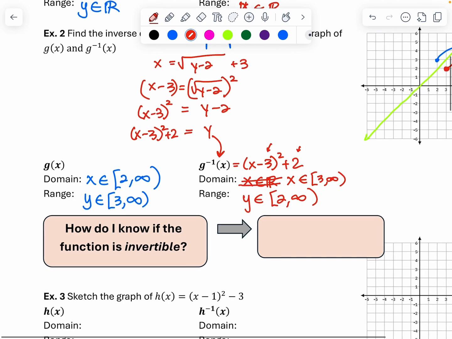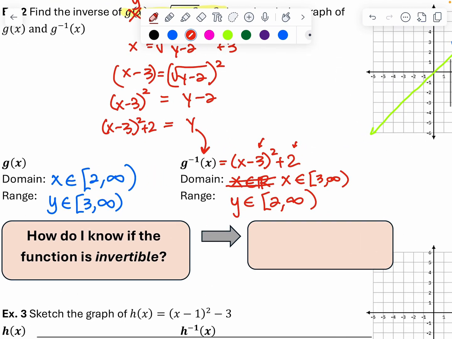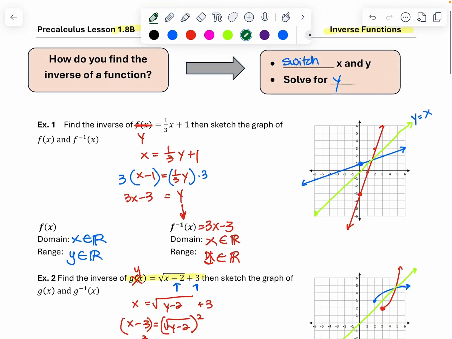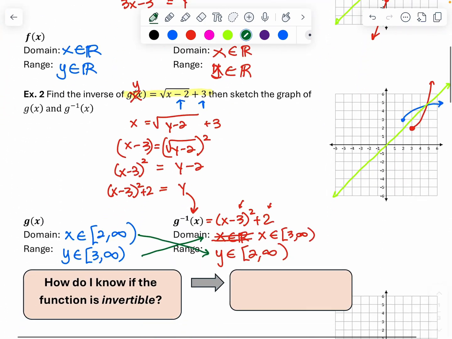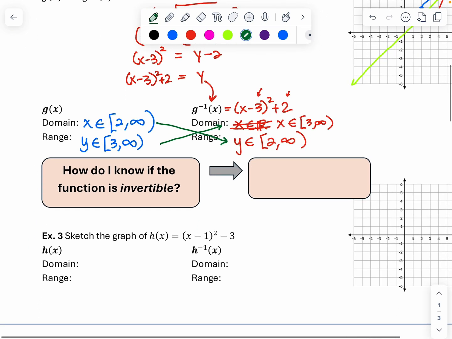Well, let's back up and let's see. You know, there are some similarities here between these domains and ranges. Notice that the domain of my original function is the same as the range of my new function. And the range of my original function is the same as the domain of my new function, the inverse. And that makes sense because what is an inverse function? Well, it's switching x and y. So if that's what an inverse function is, then it makes sense that I'm going to switch all my x values with y values and vice versa.